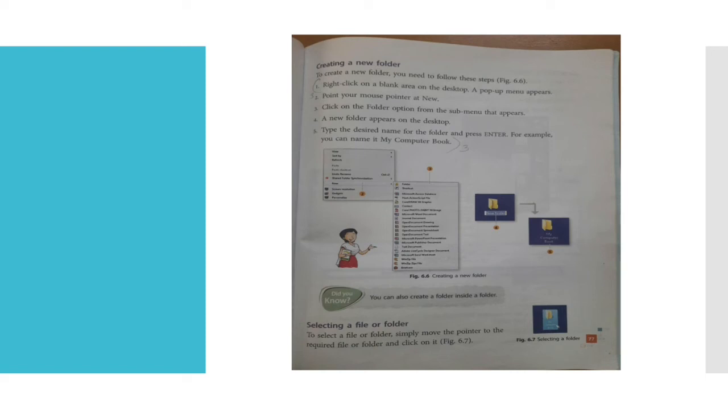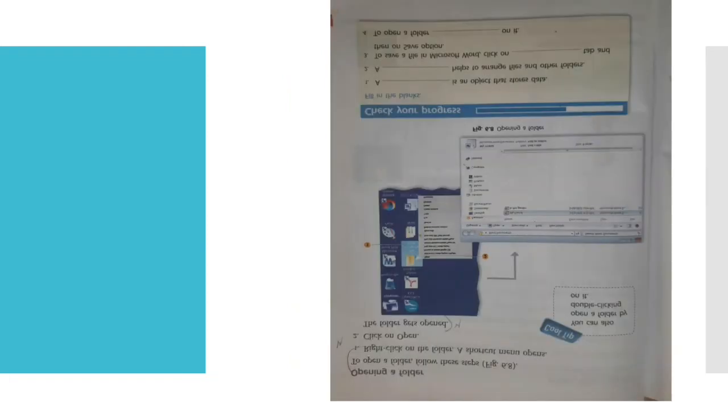You can also create a folder inside a folder. Now, selecting a file or a folder. How will you select? To select a file or a folder, simply move the pointer to the required file or folder, then click it. Now go to the next page, children.